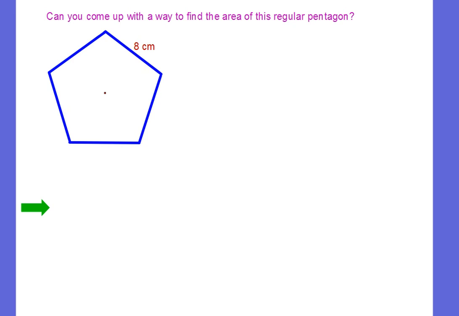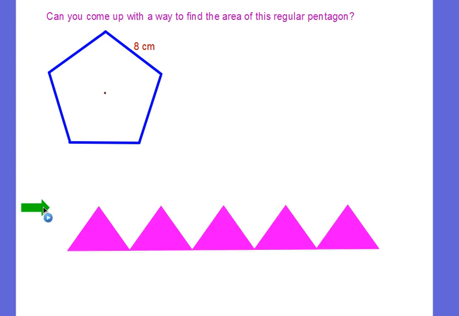So for instance, right here, we've got a regular pentagon. Think about how you could divide this thing up into some other shapes you might know and find the area that way. You've probably already thought about it by now. If you take this and make it into triangles, because we know how to find the area of a triangle. If I make a triangle like this, I could find the area of that triangle and then multiply it by, well, how many can I make here? It's a pentagon with 5 sides. I could make 5 triangles.